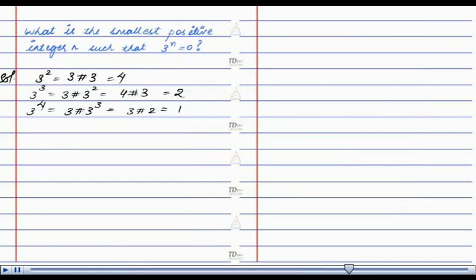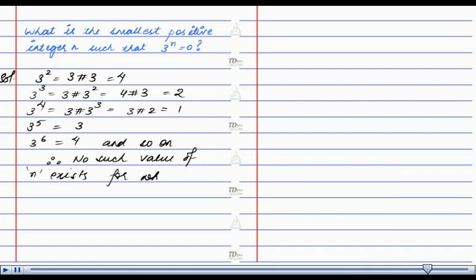Similarly, we can calculate 3 to the power 5, which comes out to be 3, and 3 to the power 6, which comes out to be 4, and so on. Therefore, no such value of n exists for which 3 to the power n is equal to 0. This is the required solution.